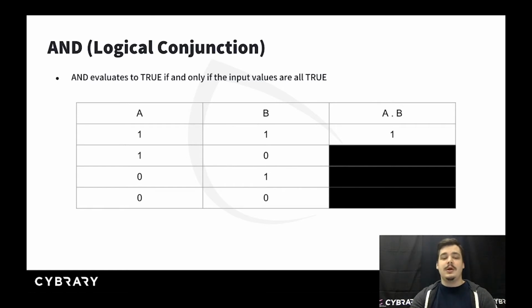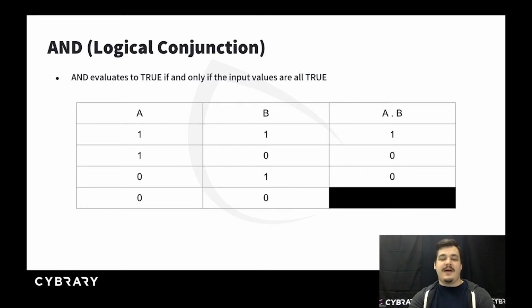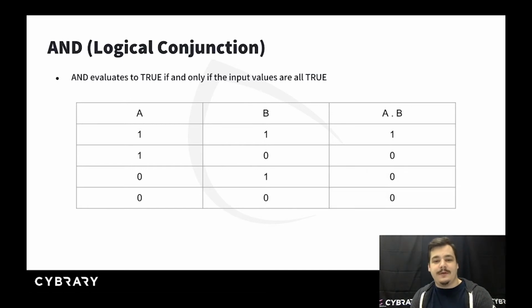Pretty straightforward. The next row, we have A is 1, which helps us to evaluate this, but B is 0. Now, I'll say again, AND evaluates to true only in the case that all input values are true, which means that with B being 0, A and B is also 0. As you can see on the next row, A is 0, B is 1, still have a 0 in it, and on the final one, of course, both of them are 0, therefore AND is 0.